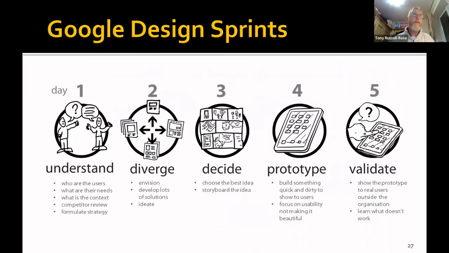And then there's Google Design Sprints. These are a relatively recent phenomenon. Again, the kind of principles are the same as what we've just talked about, where you've got sort of understanding or discovery phase, divergent phase, a phase where you develop lots of solutions, a decision-making phase where you're perhaps converging on solutions, then prototyping and validation. So it's a variation on the ideas that we've already seen.